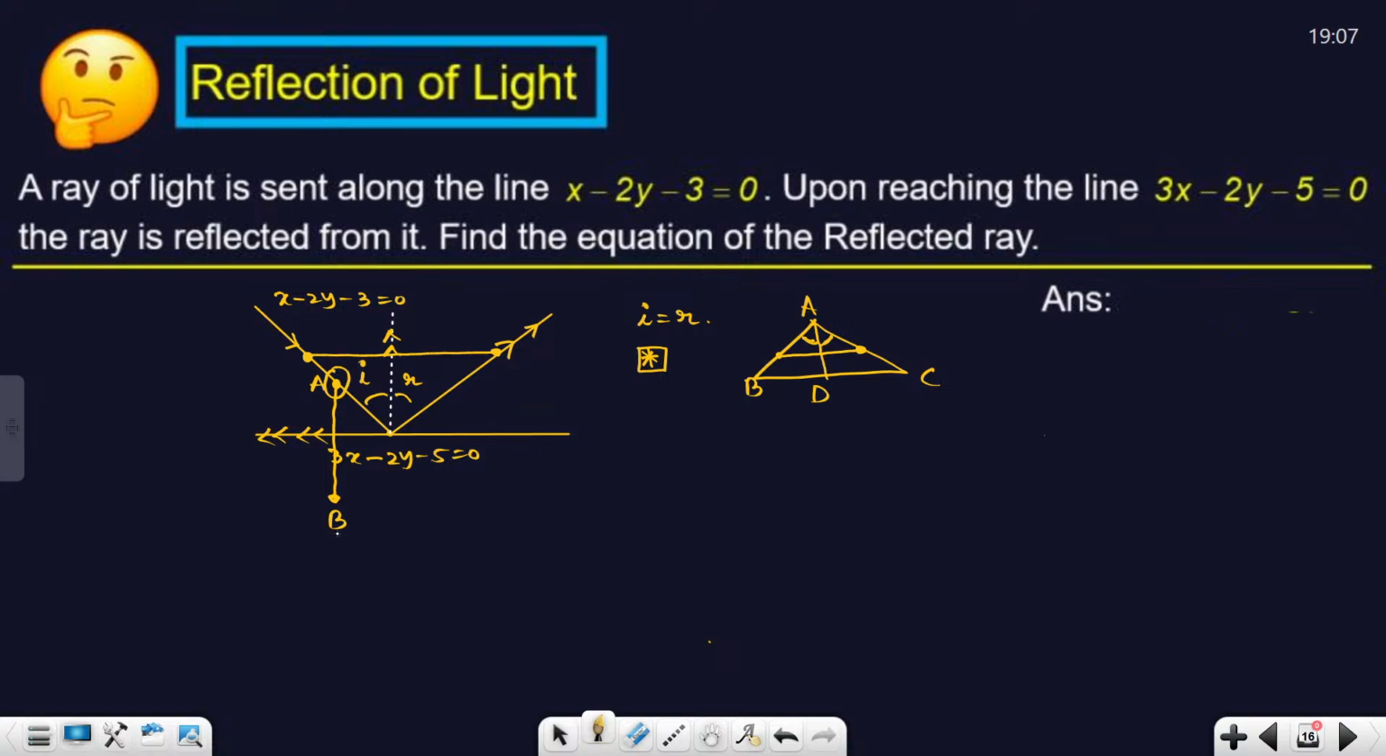So its image will lie on the line which is the reflected ray. This will be the extended part of the reflected ray. Why? Because in this case also, this angle and this angle will be the same. Are you getting my point? These two angles are the same. Hence, any point you choose on the incident ray, its image is going to fall on the reflected ray. Okay, that's the funda. Now let us come back to the question.